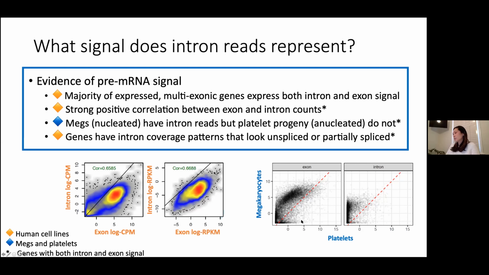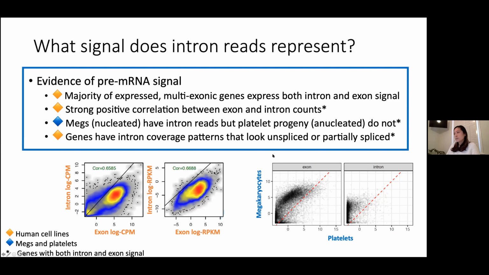So here you'll see in the plot in the corner that megakaryocytes do in fact have intron counts, whereas the platelets do not. Next to it is the plot that shows that if we're looking at the exonic regions, there is that positive correlation that we would expect.